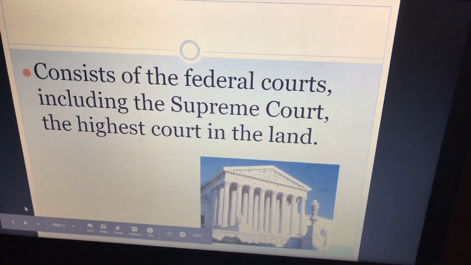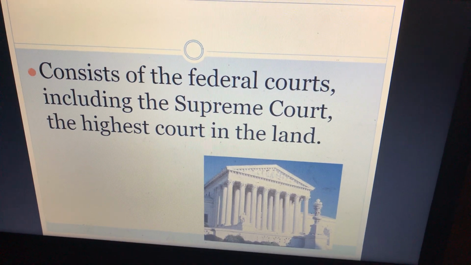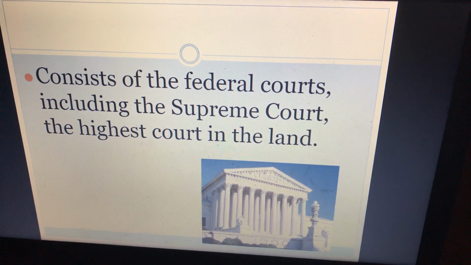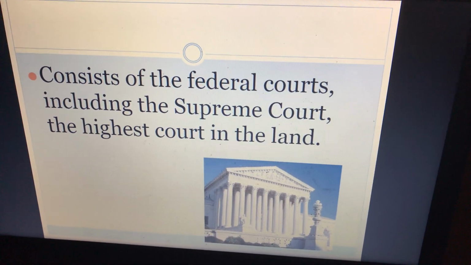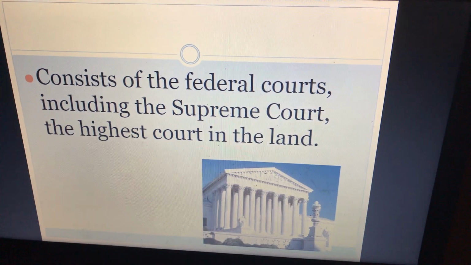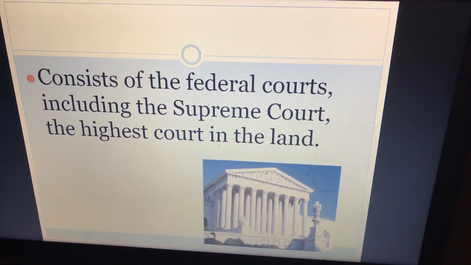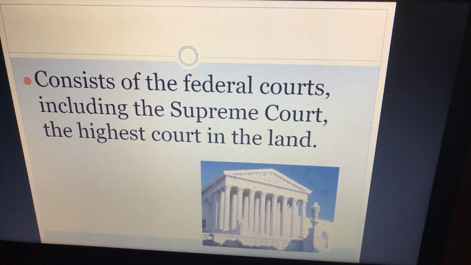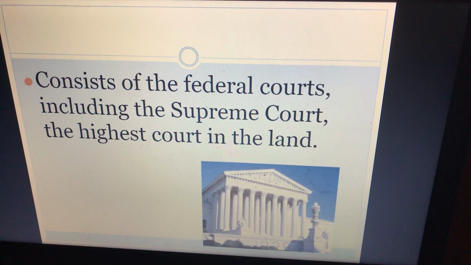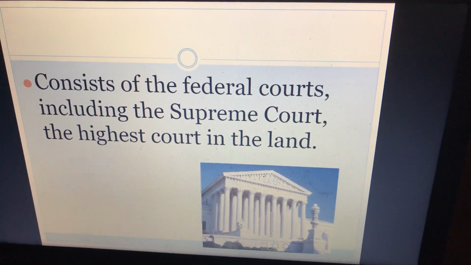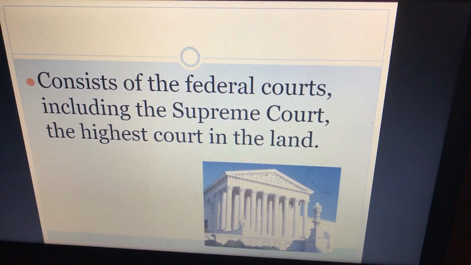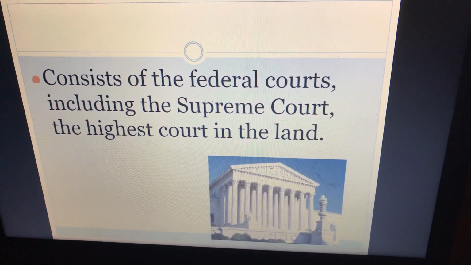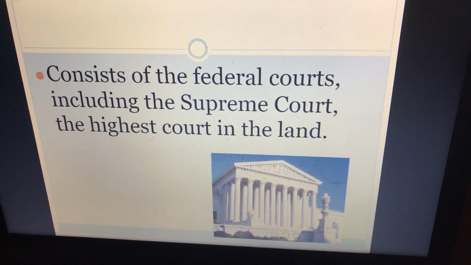It says it consists of the federal courts, including the Supreme Court, which is the highest court in the land. And we'll talk more about the courts themselves once we get into SOL 10. You will need to know more about the layout and the structure of each court, what you might find if you were to visit each court, whether or not the court has a jury, or does it have a judge or multiple judges or justices and things like that. But for right now, we're just going to keep it pretty basic, and all you need to know here for SOL 6A is that there are some federal courts.